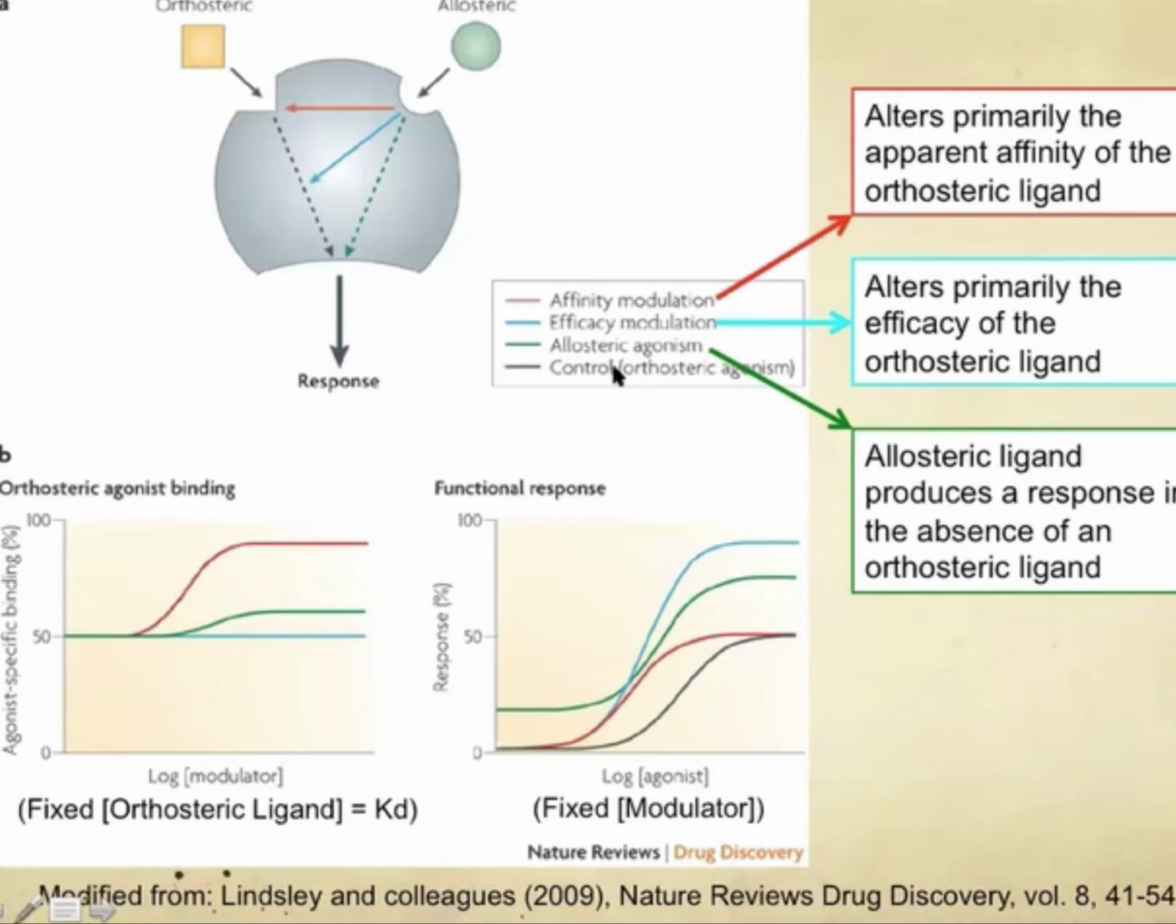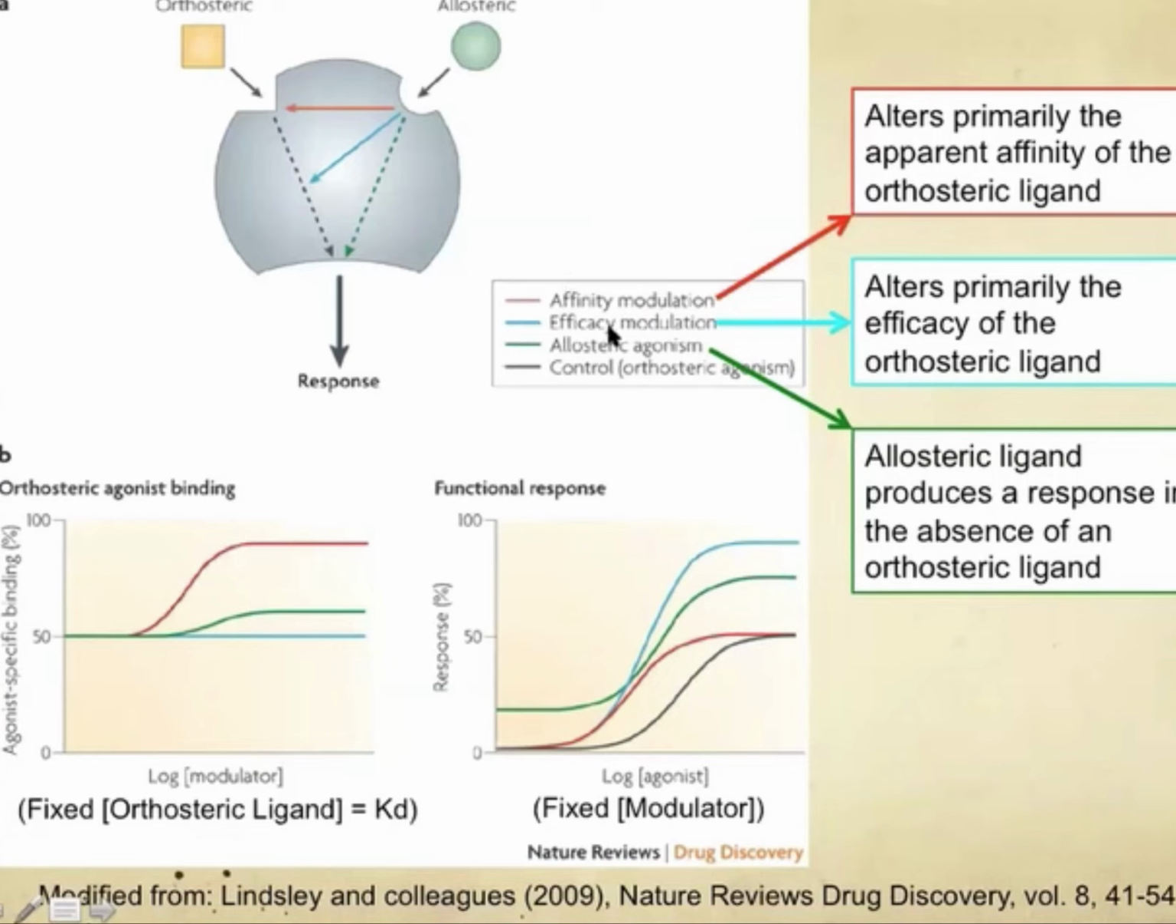So in the control, which is the orthosteric ligand alone, it has this affinity curve, and you see that with affinity modulation, it doesn't change the efficacy in this case, but it shifts the curve to the left, indicating that it's higher potency or higher apparent potency. So it actually increases the apparent potency of the orthosteric ligand. So that's the first possible effect.